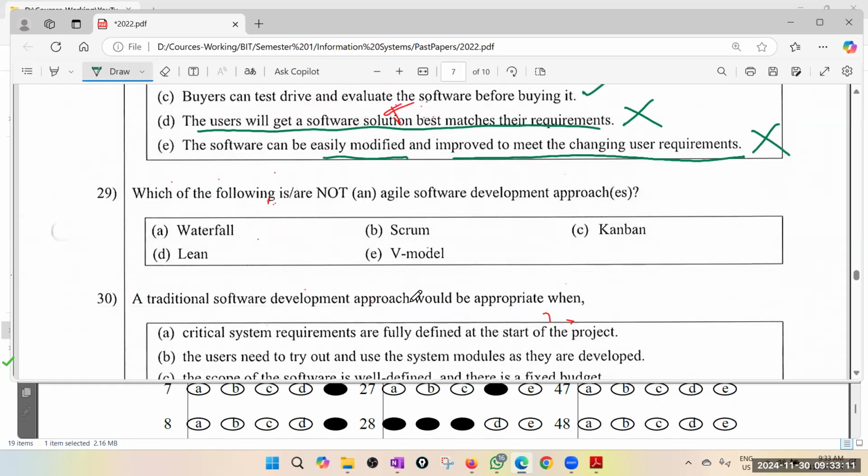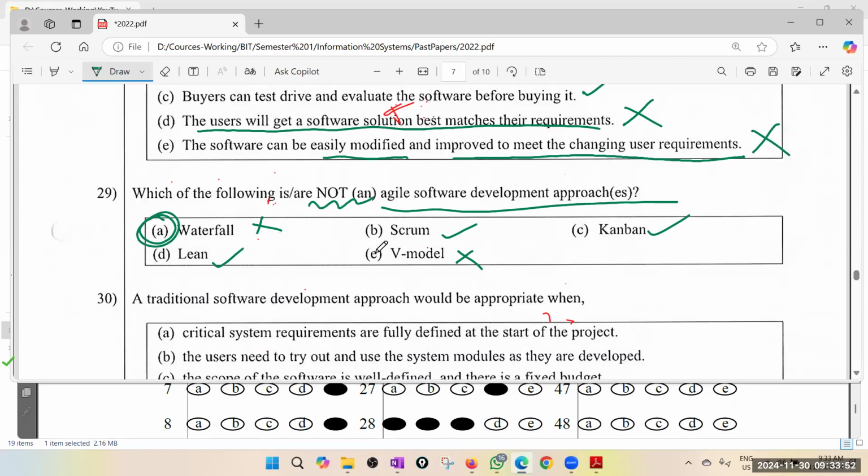29. Which of the following is or are not an agile software development approach? We discussed agile software development and the programming. Waterfall is not agile. Scrum, yes. Kanban, yes. Lean, yes. V model, I am not very sure about that. Okay, let's say no because I have not heard about it. So the question is not an agile development. So therefore I'll go for A.